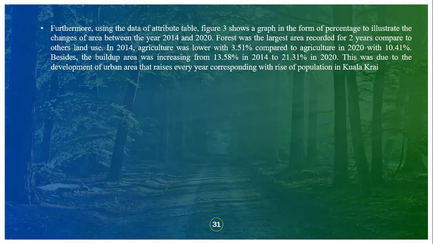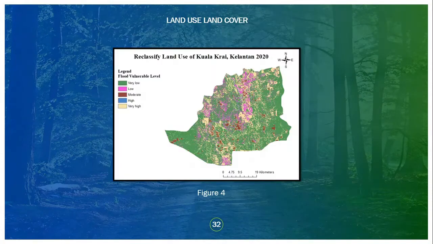In 2014, agriculture was lower with 3.51% compared to agriculture in 2020 with 10.41%. Besides, the built-up area was increasing from 13.58% in 2014 to 21.31% in 2020. This was due to the development of urban areas that rises every year corresponding with the rise of population in Kuala Krai.